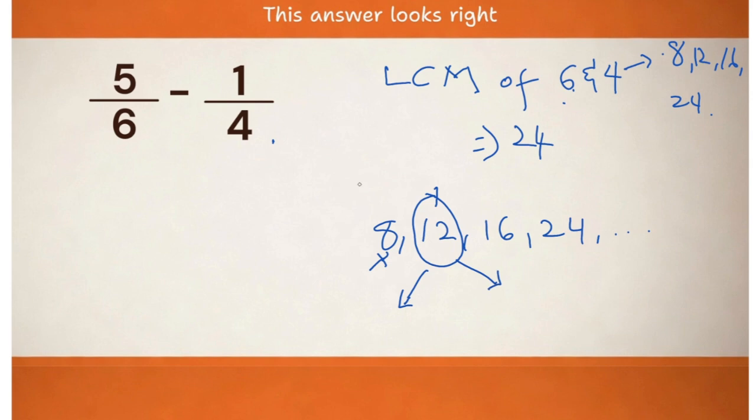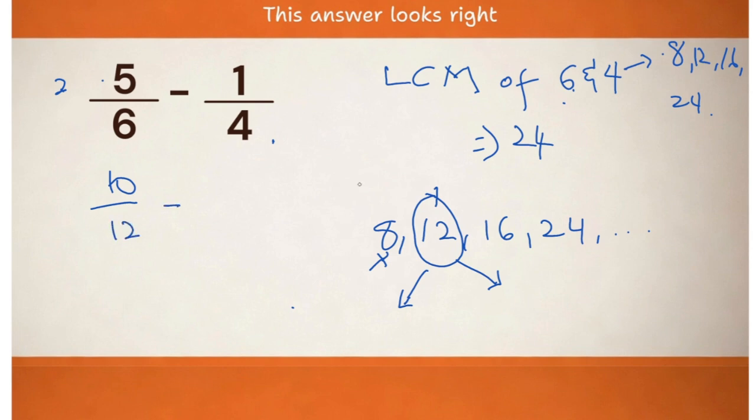Since we've identified 12 as the lowest multiple of both 6 and 4, we now ask how many times 6 will go in that multiple, 12. 6 will go in 12 2 times. So we multiply the fraction by 2, so that 2 times 5 gives 10. So this becomes 10 over 12.